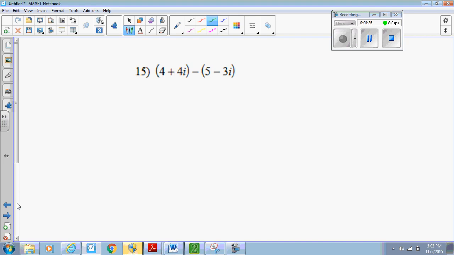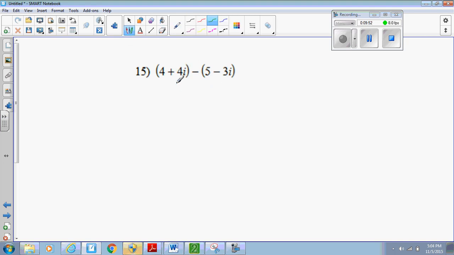As we move on, now this is confusing to a lot of people because they see the parentheses and they automatically think we're supposed to multiply and do FOIL, and they start doing this and all that. That's not what we want to do here. This is just a subtraction in the middle. It's basically just simplifying.